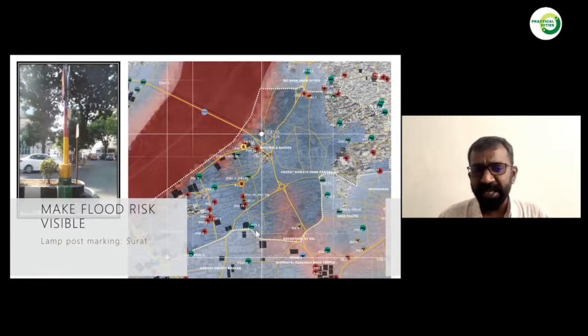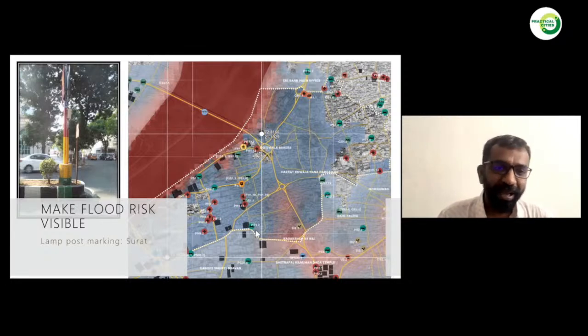And this is also an example from Surat. How can you make flood visible? The lamppost over there is marked with different color coding, indicating the extent of water that will be coming into that particular area for every different dam release. Whenever some authorities say that 2 lakh cusecs has been released or 4 lakh cusecs has been released, a common man does not get what that means to them. But when they come to the lamppost, they can always see, if 8 lakh cusecs is released, my area will be inundated to such a level. So I need to take care, I need to prepare.